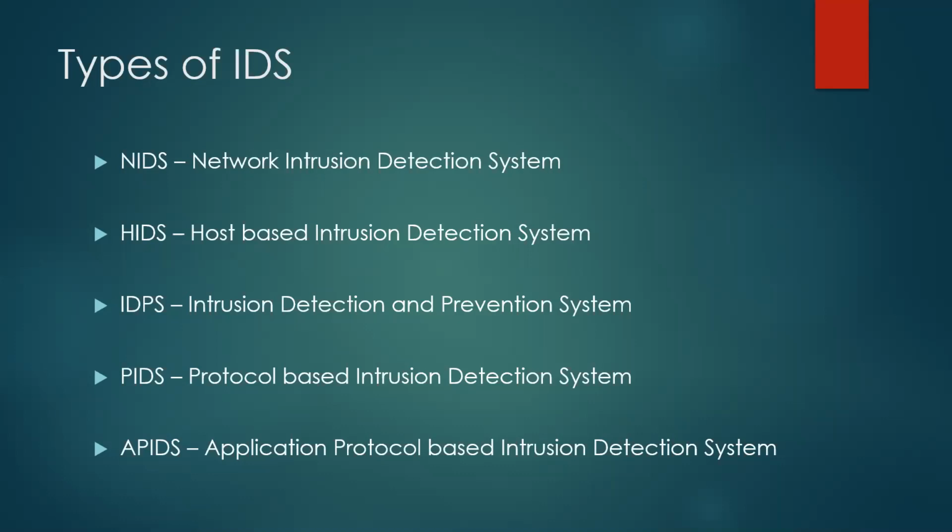IDS and firewalls are both related to network security, but an IDS differs from a firewall because a firewall looks outward for intrusions in order to stop them from happening.